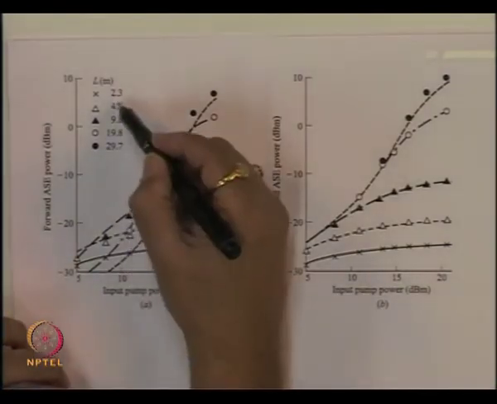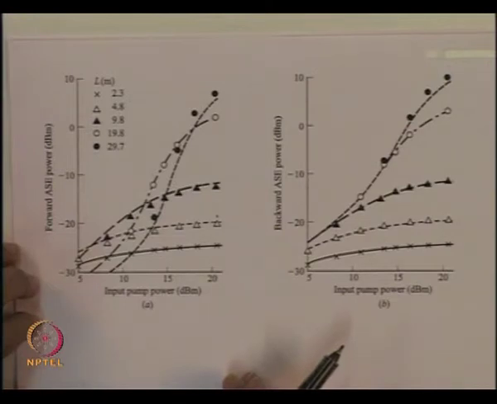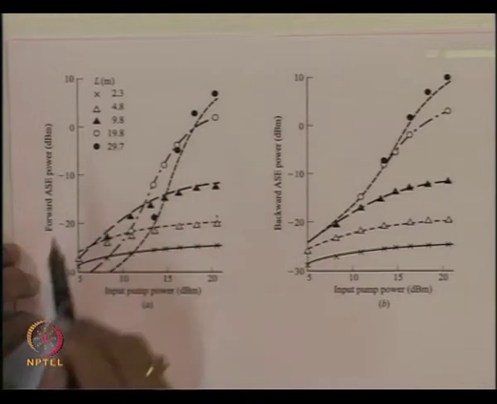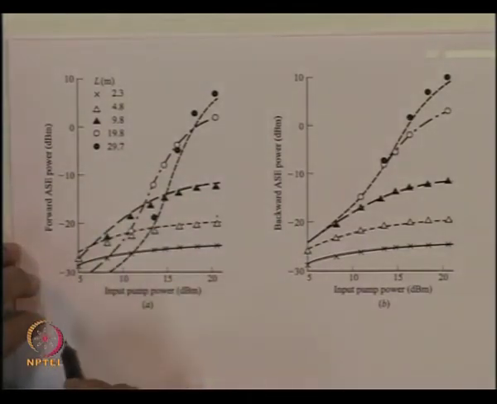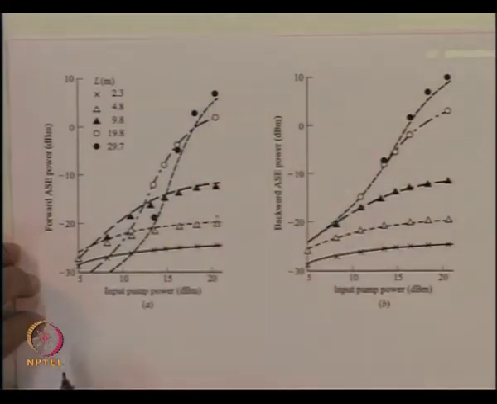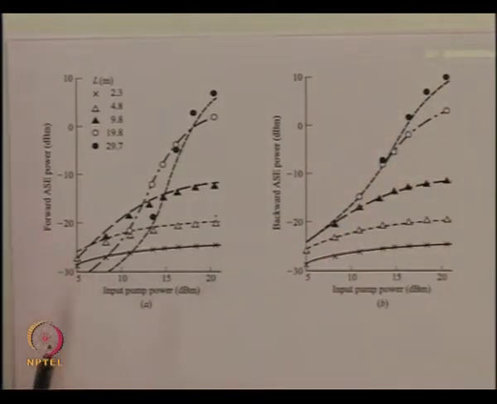And these are the different lengths for the EDF. So let us say if we consider this typical data, which is about 30 meter of EDF length, these are the points which are representing that, and this is the corresponding data for the backward propagation.